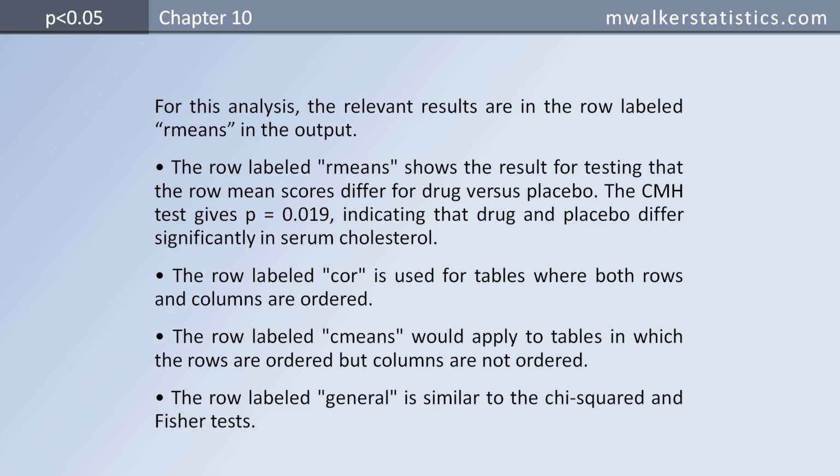The row labeled cor is used for tables where both rows and columns are ordered. The row labeled cmeans would apply to tables in which the rows are ordered but columns are not ordered. The row labeled general is similar to the chi-squared and Fisher tests.